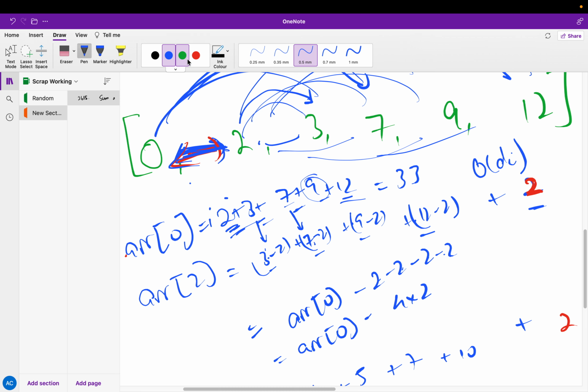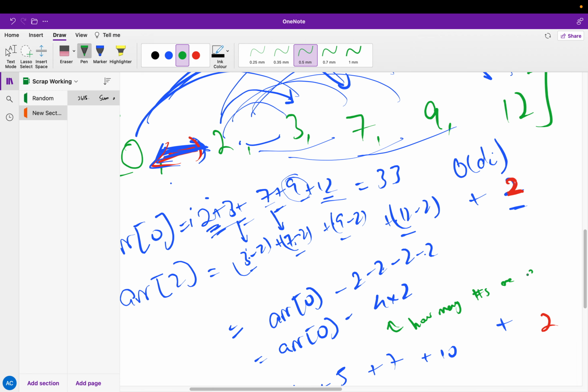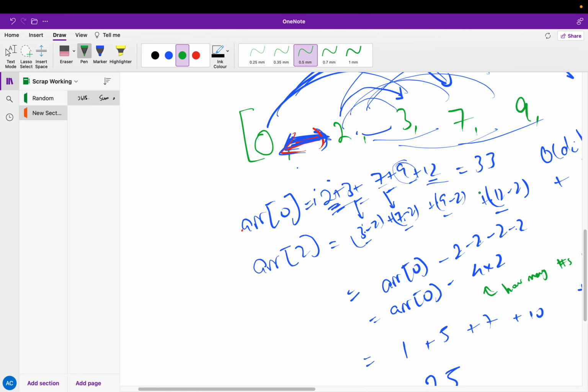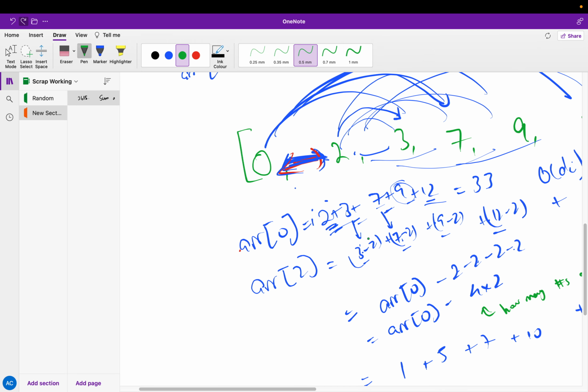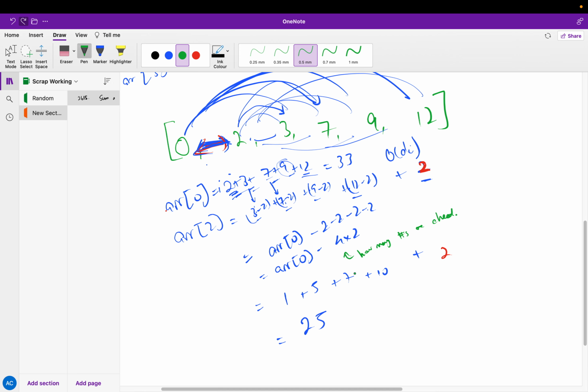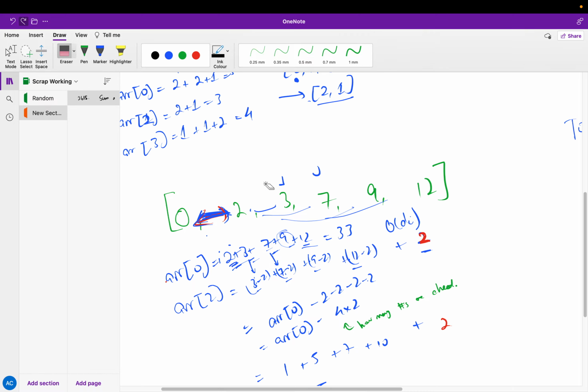So 4 is how many numbers are ahead, which should be pretty easy to find, because I would know the length of this list, and I would know what index I'm up to. Interesting, so array 0 minus that. Does that work? It would be 33 minus 8, which does give 25. So math-wise that works out.